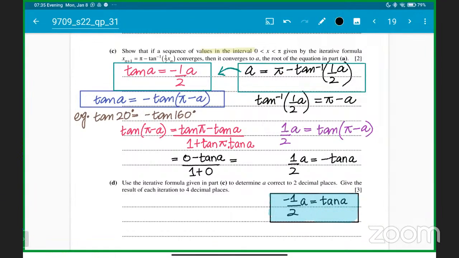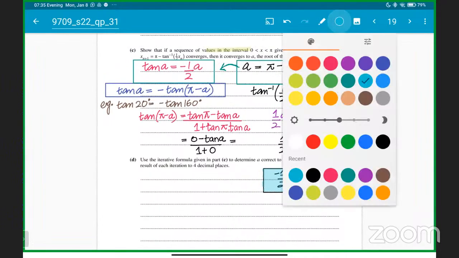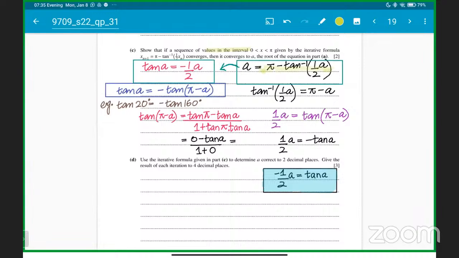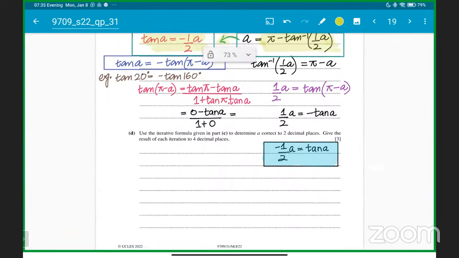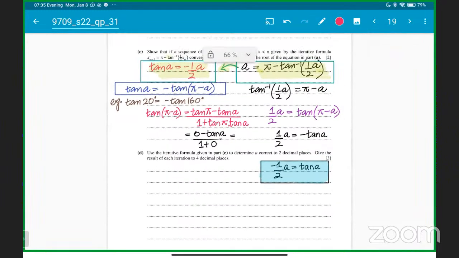Shouldn't be a problem. Next, we just have to use the iterative formula given in part C, correct to 2 decimal places. Do let me know if there's any confusion or concerns on this. I've just taken this equation that they've given to me, a equals tan inverse of a, and transformed it into this. Okay, clear on this? Understood? Use the iterative formula again to 2 decimal places.